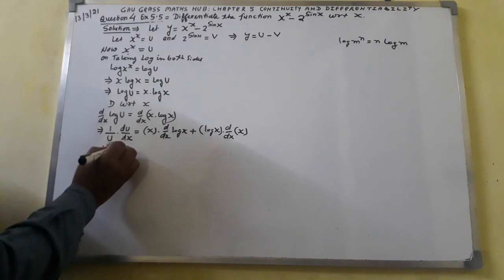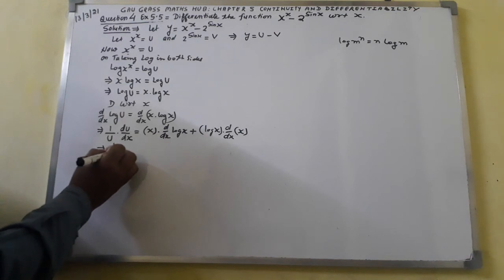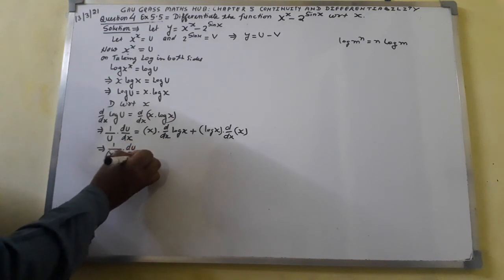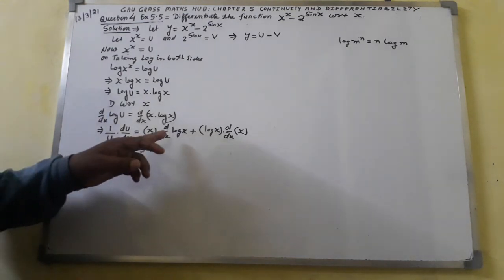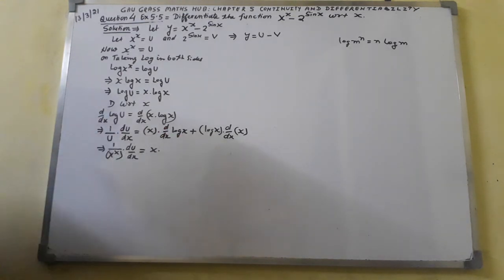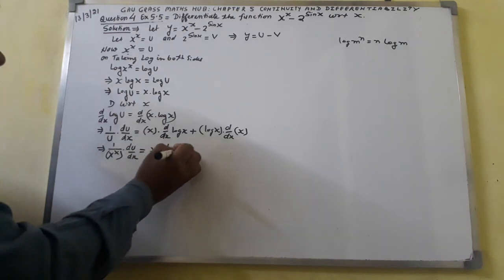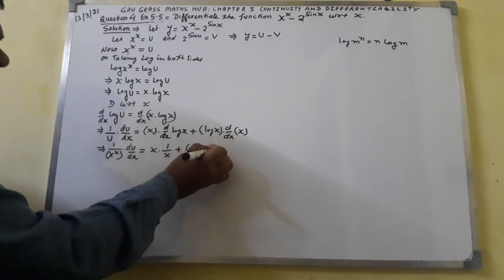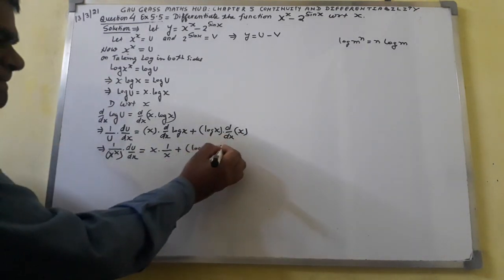We shall get 1 over, in place of u, I shall write x raised to power x, dot du over dx equal to x dot, here d over dx of log x comes out to be 1 over x plus, in bracket I shall write log x dot d over dx of x comes out to be 1.